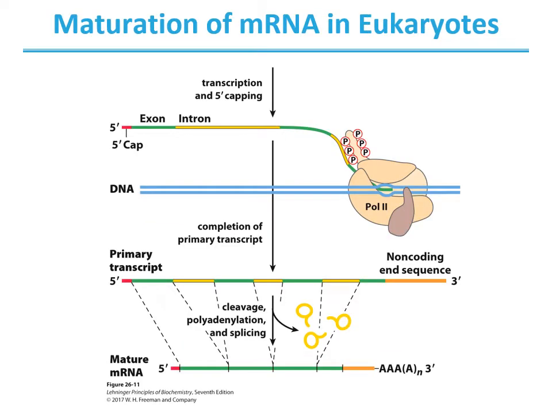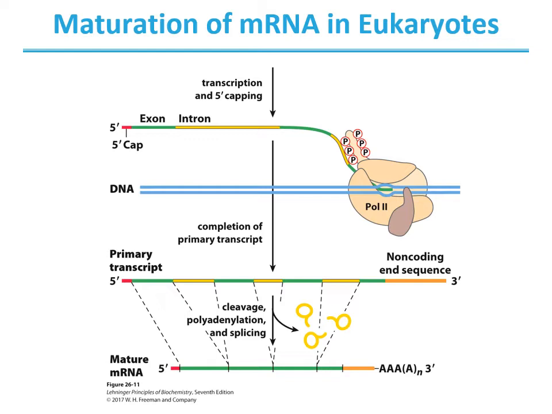Maturation of mRNA in eukaryotes. The mRNAs synthesized in eukaryotes are further processed before translation. This is so protein synthesis can occur. This includes the addition of a 5' cap, cleavage, polyadenylation, and splicing.